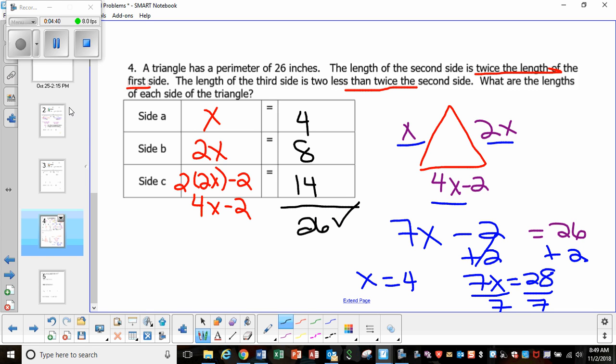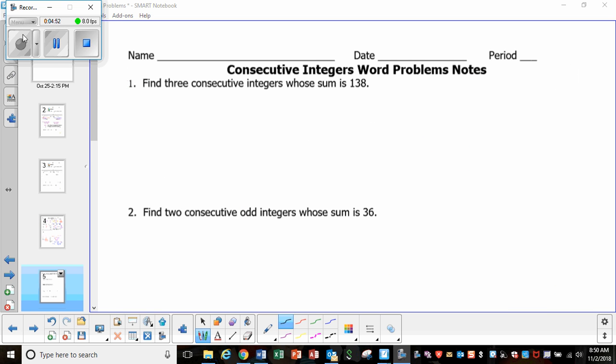Okay, so what we're doing today is we're using our knowledge of equations and our knowledge of translating and setting up to find the missing variable. So let's look at these consecutive word problems. Can someone remind me what consecutive means? What does consecutive mean? We've talked about consecutive one other time this school year.